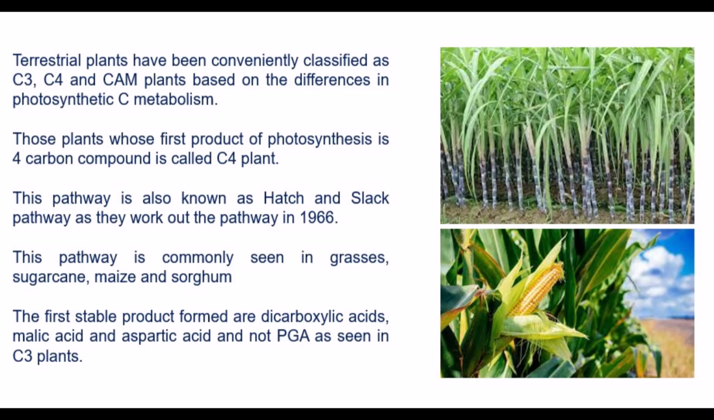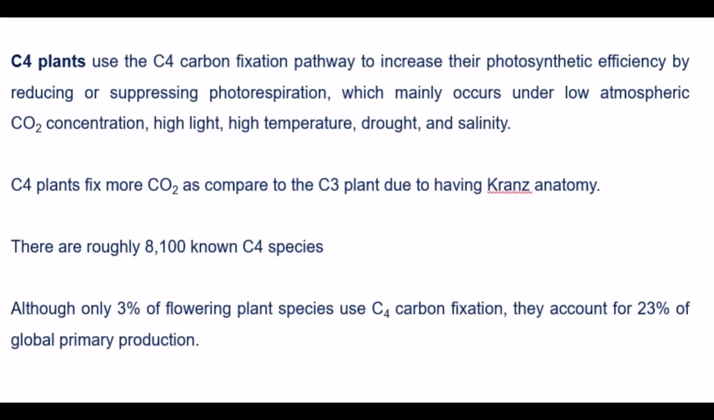C4 plants use the C4 carbon fixation pathway to increase their photosynthetic efficiency by reducing or suppressing photorespiration, which mainly occurs under low atmospheric carbon dioxide concentration, high light, high temperature, drought, and salinity. Which means under stressful conditions, a normal plant is made to behave like a C4 plant.